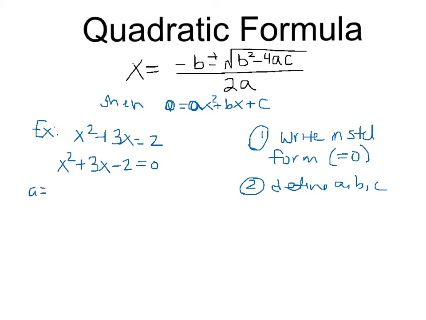So a is in front of x squared, so there's not a number in front of x squared, so we assume it's a 1. B is in front of the x term, which is a positive 3, and c is the constant by itself, so our c is going to be negative 2 because that's a minus 2.